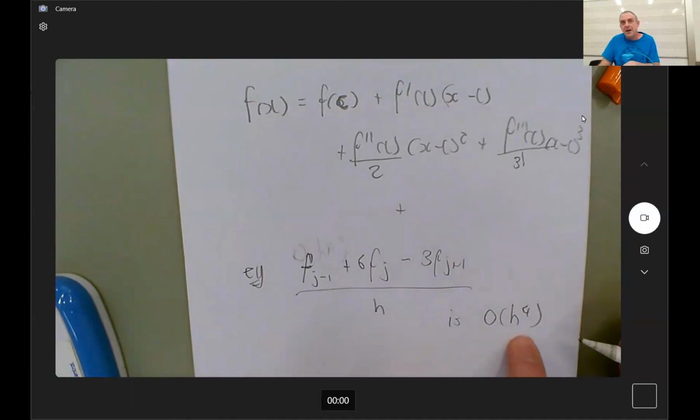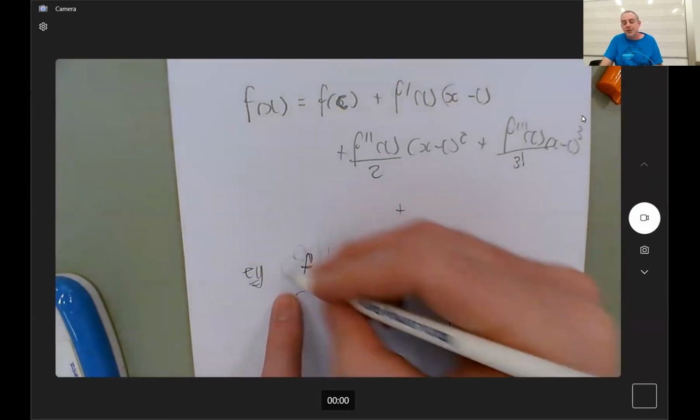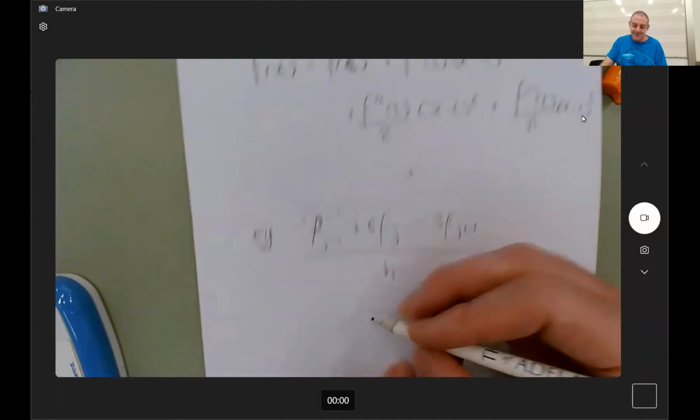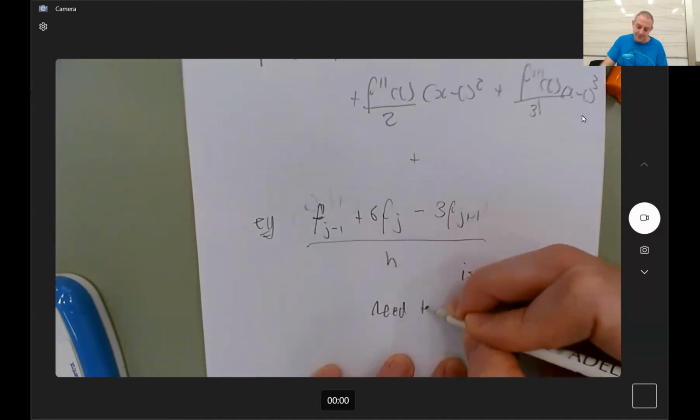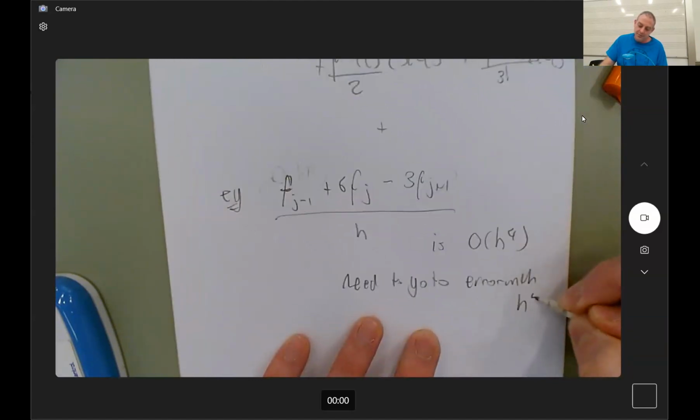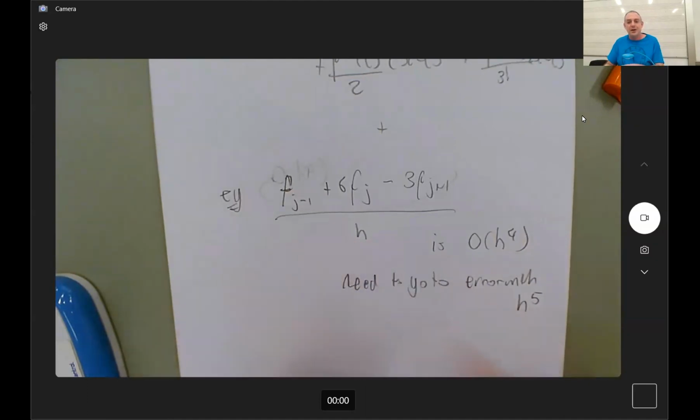So if you want it to be big O of h to the power of 4, you're going to need to go to the fifth one so that when you divide by h, you end up with an h to the power of 4. That's my reasoning. So you need to go to error with an h to the power of 5 so that when you divide by this h, you end up with an h to the power of 4.